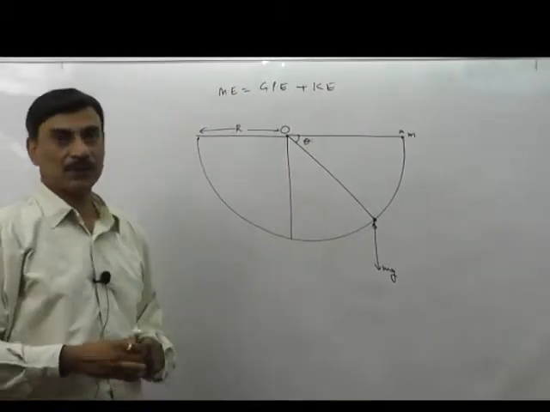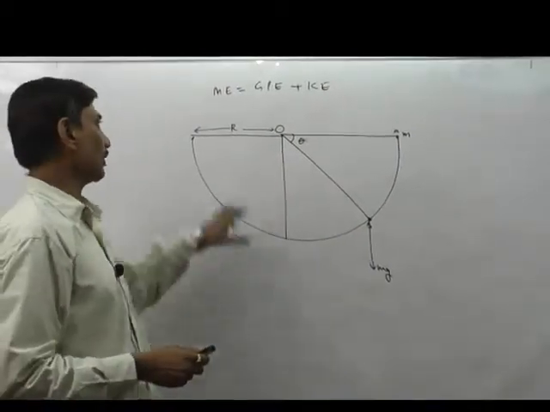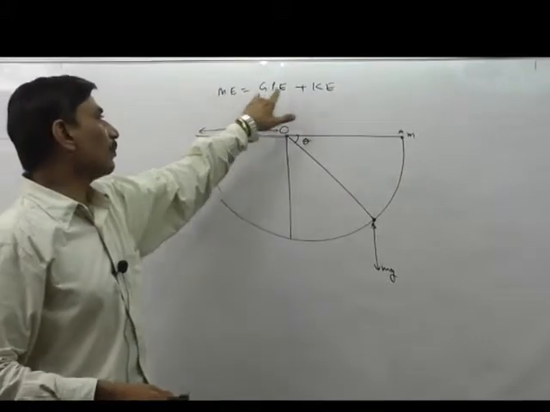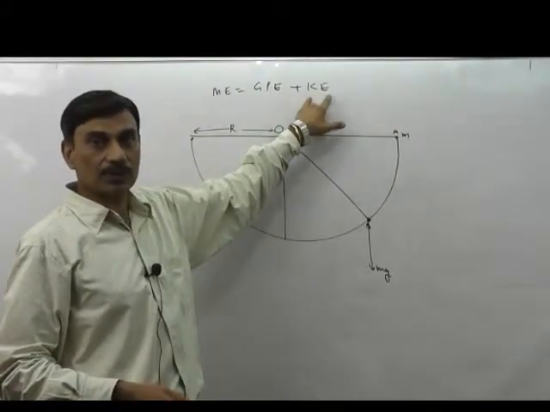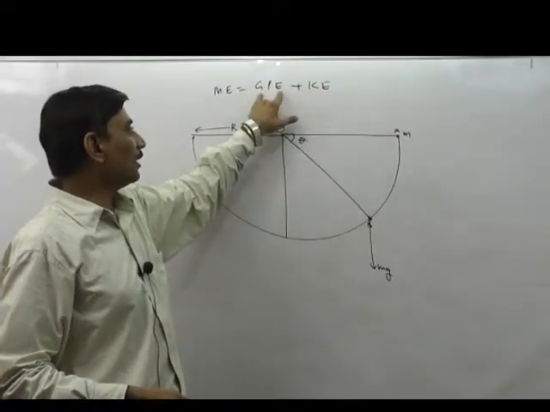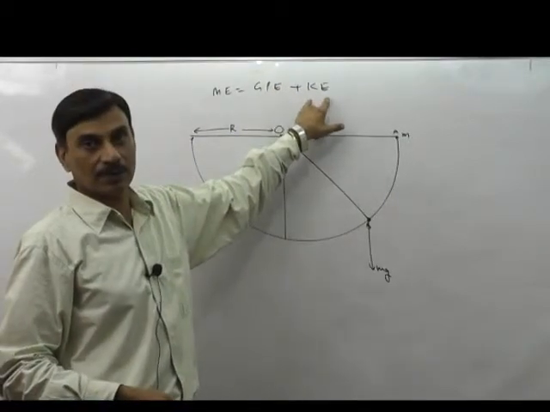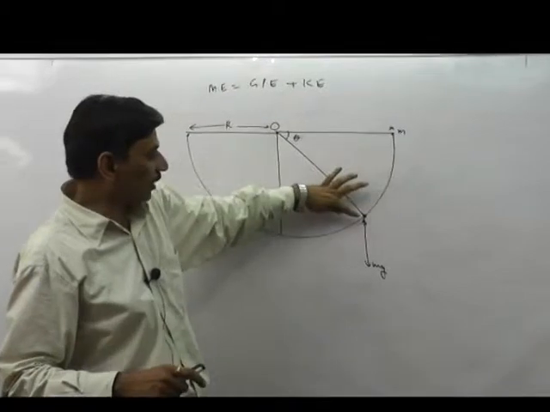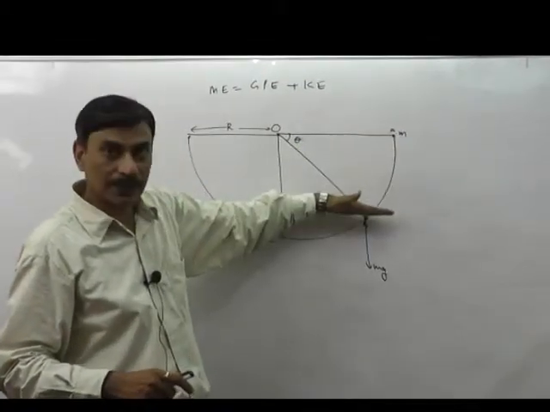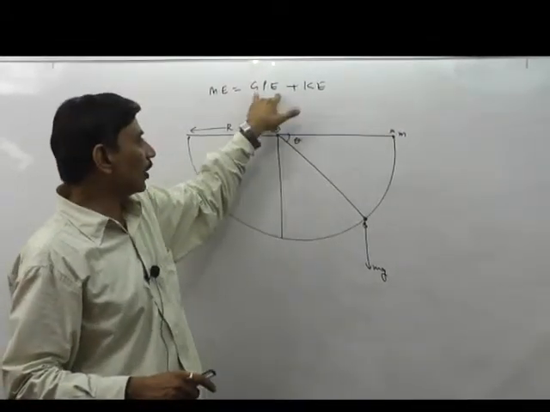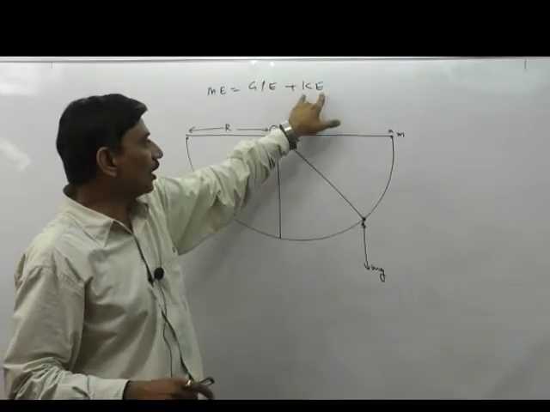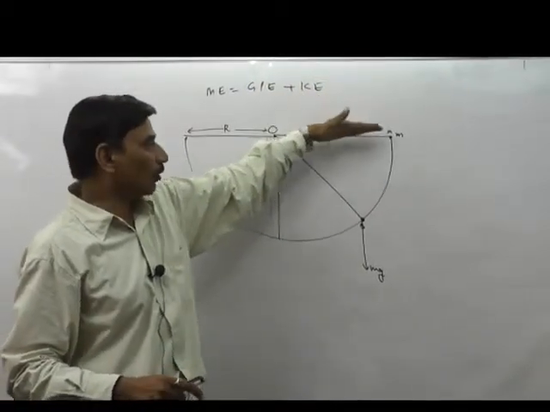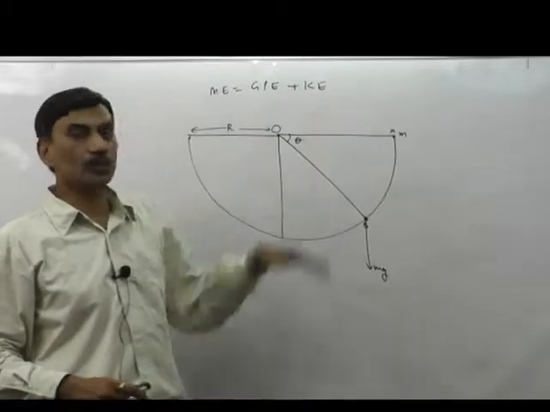If the dissipative forces, friction etc., are not there, then this is constant. So the sum of potential energy and kinetic energy is constant. If one increases, the other will decrease by the same value, provided this is only for a single block system. So when it comes from here to here, it is going down. There will be loss of potential energy, and the same gain of kinetic energy. So loss of potential energy from here to here is equal to gain of kinetic energy.